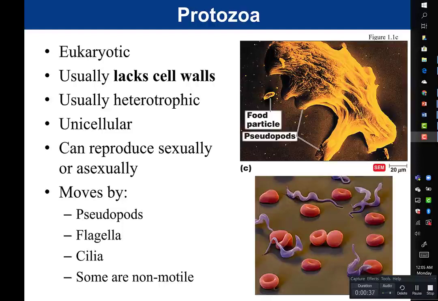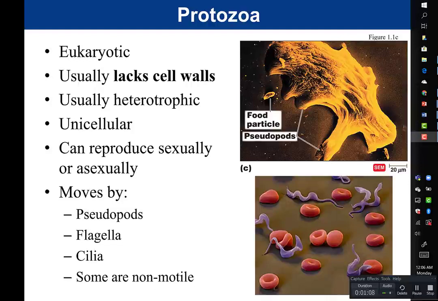You can see on the right here, this top picture in the yellow, that is amoeba, and it moves by pseudopods. Basically, it does a crawling motion, and it can also use pseudopodia to engulf its food. They exist as one single cell. They can reproduce either sexually or asexually. So again, with a partner or without.